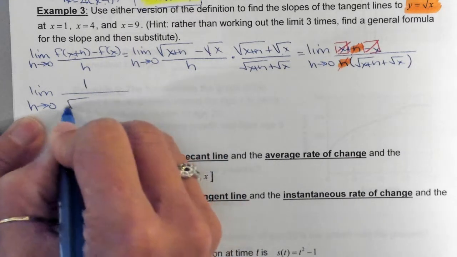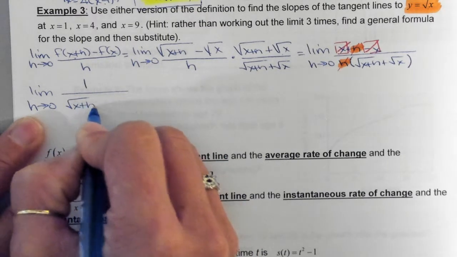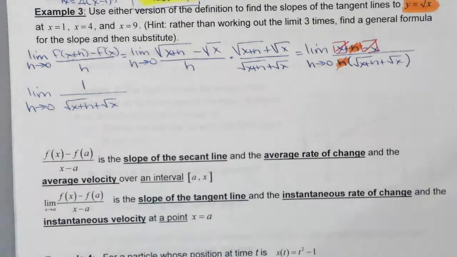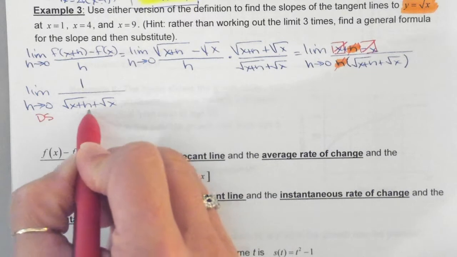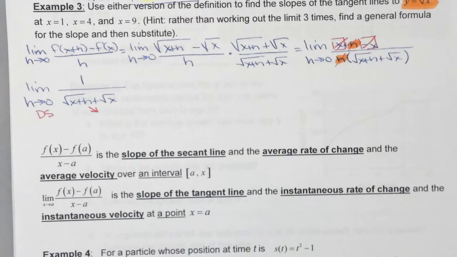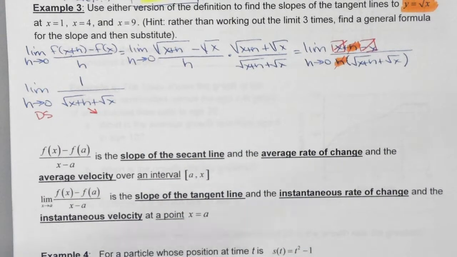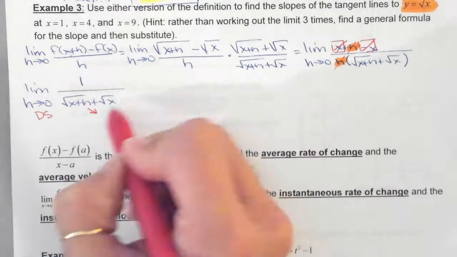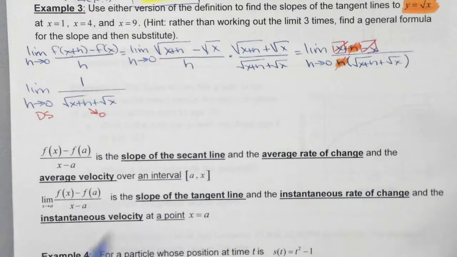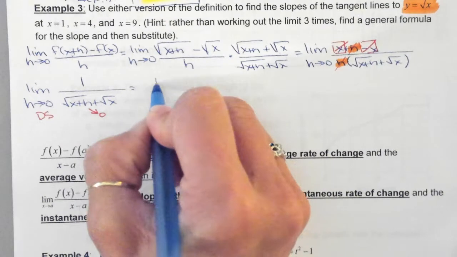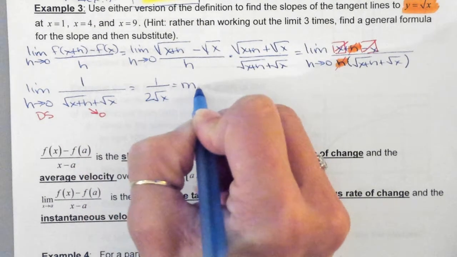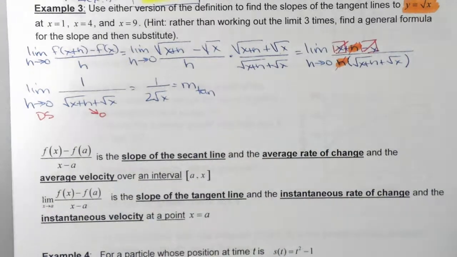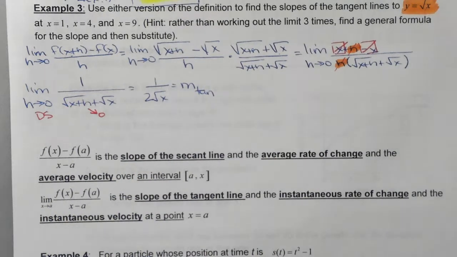And then in the bottom, I'm left with the square root of x plus h plus the square root of x. What do I try now? Direct substitution. Okay, so that means this h is going to go away, right? I plug in 0, it's gone. So this is 0. So now what am I left with? Yep, 1 over 2 square root of x, which is the formula for the slope of the tangent line. Okay, does everyone see how we got that before I continue?